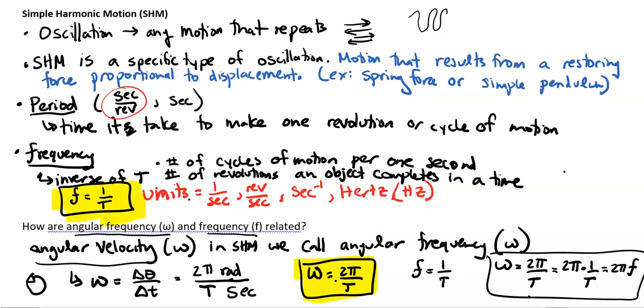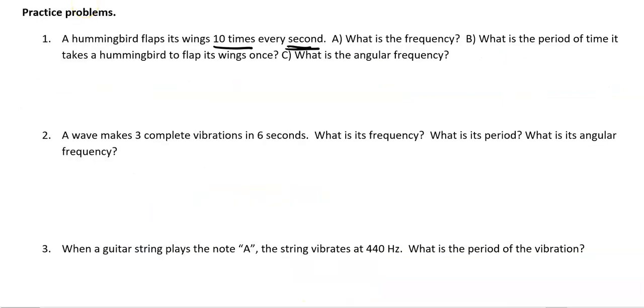Okay, we're going to go ahead and do a little solving. We're going to do number 1 together, and then you all can try number 2 and 3 yourself. For this first one, the hummingbird flaps its wings 10 times every second.